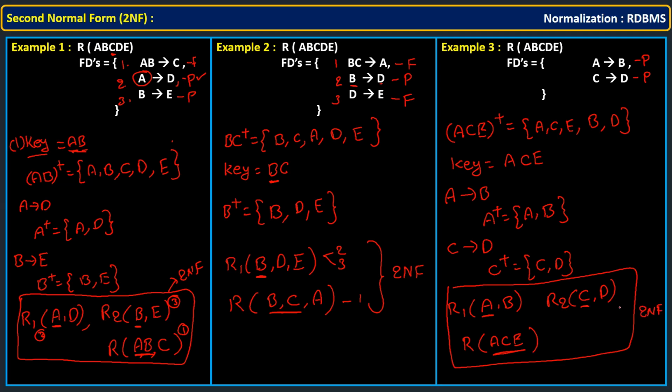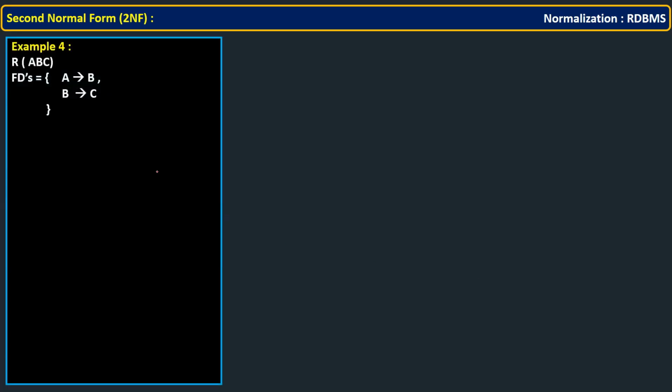Now let us take one more. In this one you see it is somewhat different from the others. First of all, find the key. To find the key, which attribute is not there in the RHS part? A is not there, so find the A closure. A derives B, B derives C. So the key is A.